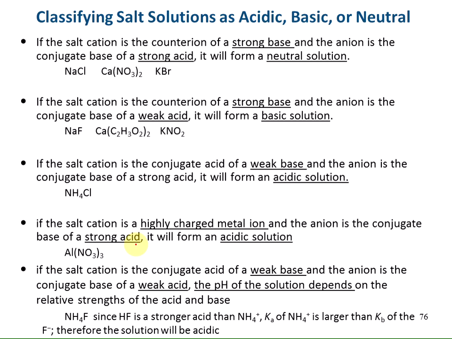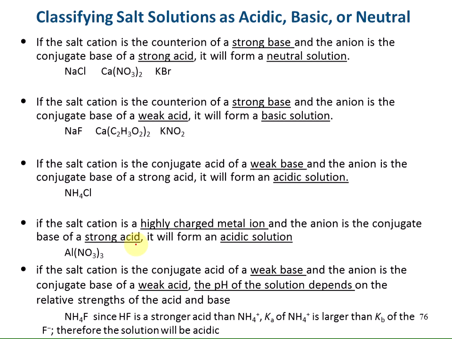Now if the salt cation is the counterion of a strong base, that produces a neutral cation. But if the anion is from the conjugate base of a weak acid, that anion is basic. So if you've got a neutral thing and a basic thing, the overall thing is going to be basic. So for example, NaF: the sodium is an alkali metal, and we say those are neutral. The F-, you can think of it coming from HF, which is a weak acid. So the F- is a conjugate base.